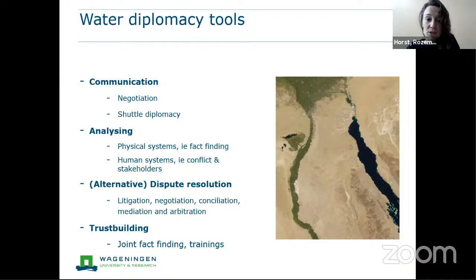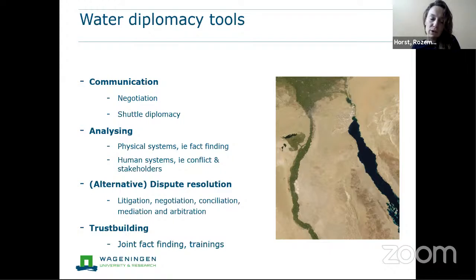Then analyzing systems is also an important part of water diplomacy, and this connects closely to what Christina has said and shared on how shared groundwater resources are monitored and analyzed. So this can be fact-finding, but also an analysis of human systems: stakeholder analysis, conflict analysis, and preparing for negotiations. Knowing how the other party manages groundwater, what kind of rules and regulations they have, and how dependent they are on the resource all helps to get a sense of how to manage these shared resources together.